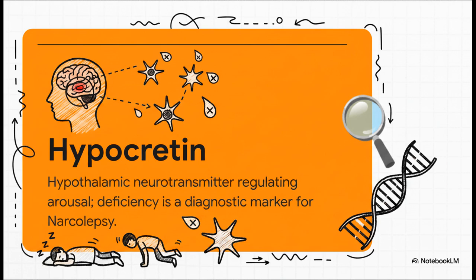This condition is fundamentally driven by a fascinating neurochemical deficit. It's characterized by the autoimmune loss of specific hypothalamic cells that produce hypocretin. Think of hypocretin as a critical neurotransmitter that regulates your arousal. This specific deficiency is a primary diagnostic marker for the disease.